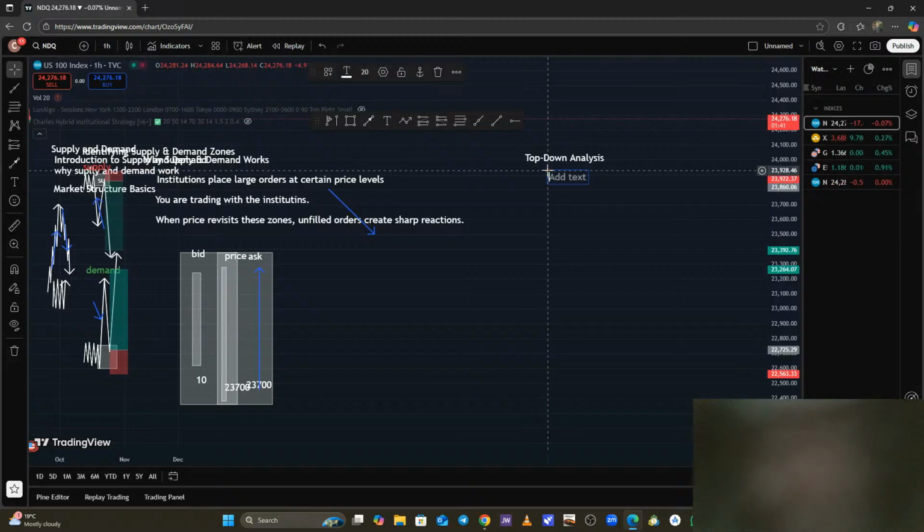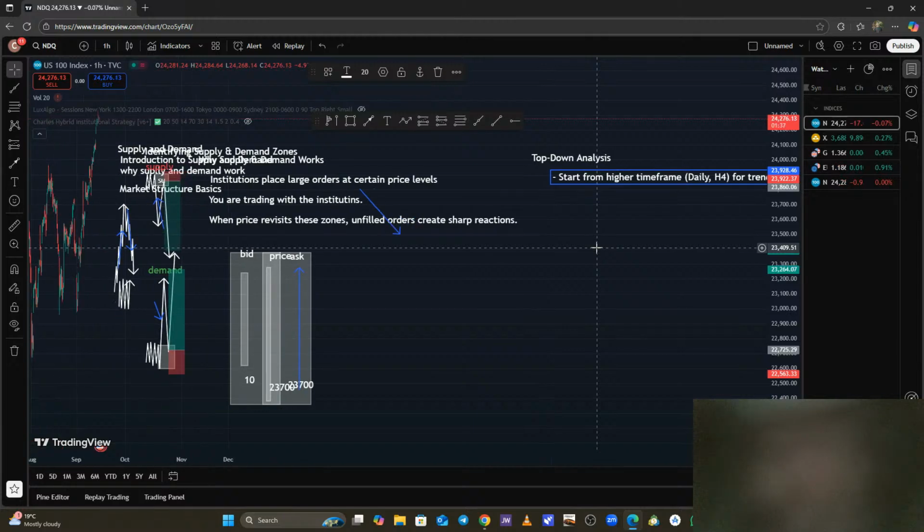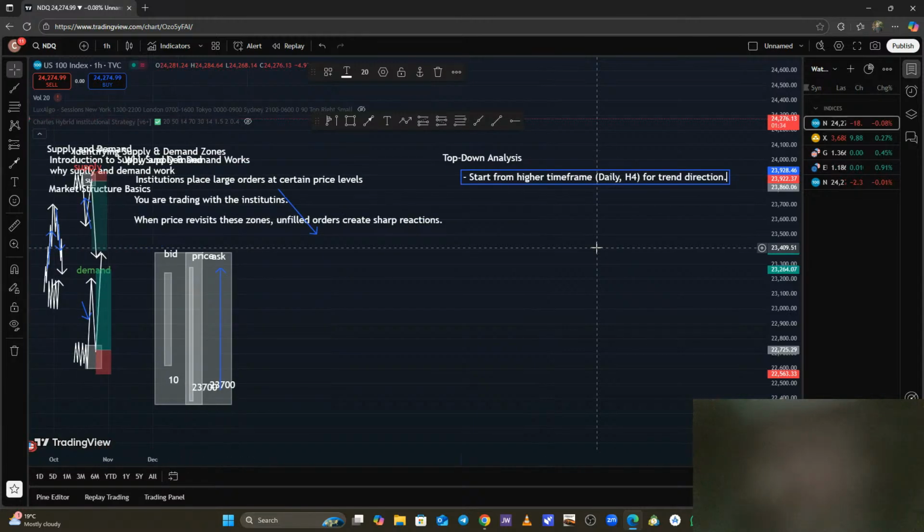So number one, for top-down analysis, start from the higher time frame, daily or the 4 hours, for trend direction. That's where we already talked about market structure. So this is how you identify the market structure. Start from the higher time frames, the daily or the 4 hours, and identify the trend of the market. Is the market on a sideways move? Is the market on an uptrend? Is the market on a downtrend? You need to identify that first.